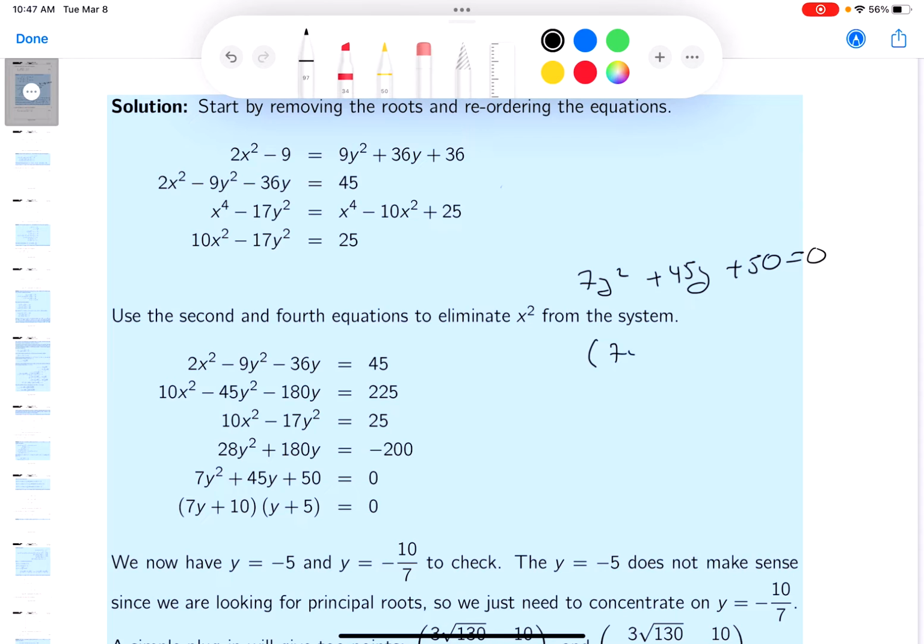It looks like 7y and y is the only factor choice. And then for 50, I would say 5 and 10, plus plus. Does that work? Like a charm. You get 7y squared, you certainly get 35 and 10, which is 45, and you get 50. So I get two answers over here: y equals minus 5, and y equals minus 10 sevenths.